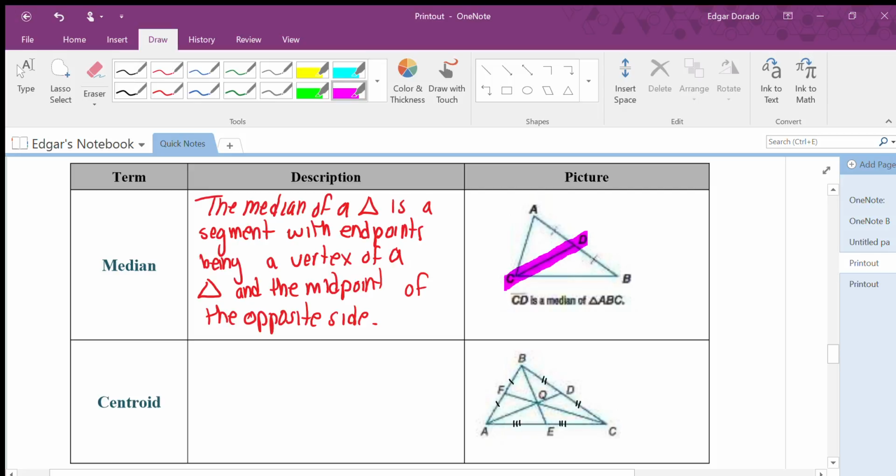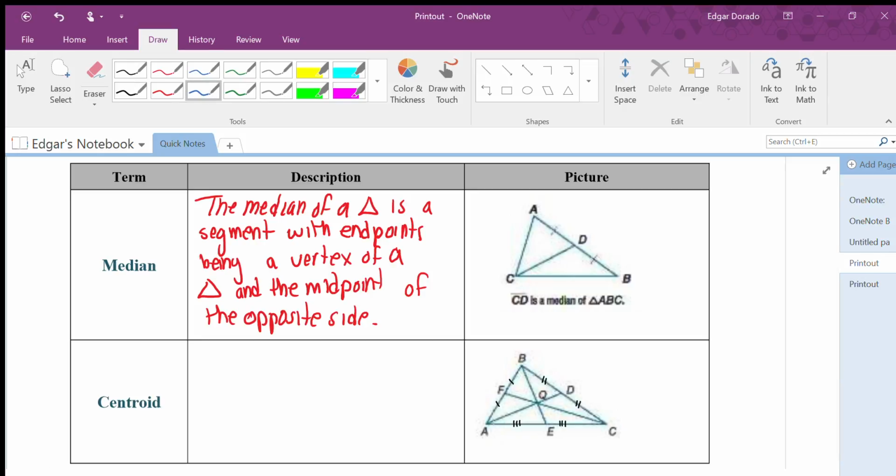That's how we would do it for everything. If I wanted a new median, I could find the midpoint between C and B and call it, I don't know, E, and then I can find another median right there. But we'll get to that in a bit. Let's continue with defining what a centroid is.